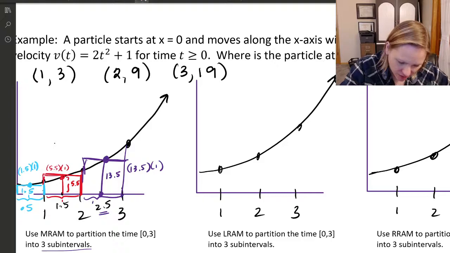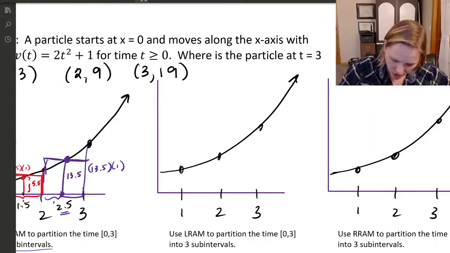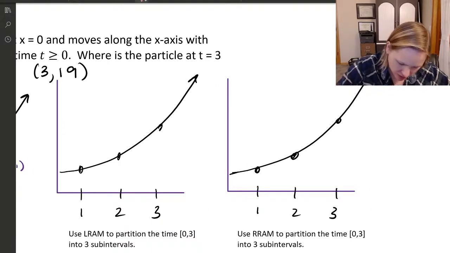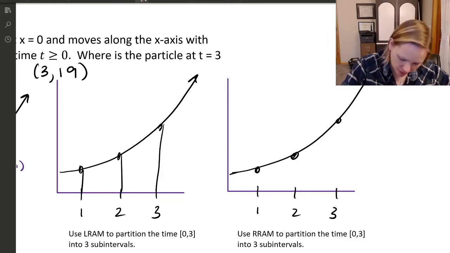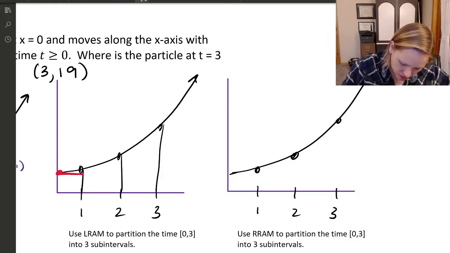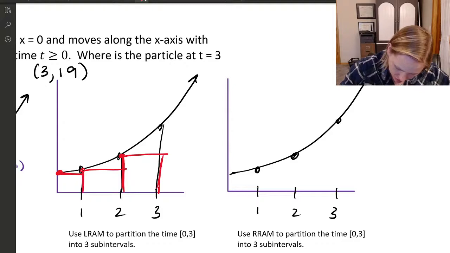But let's draw our LRAM rectangles. So our LRAM rectangles will look like this. I'm still going to partition the same way. I'm going to draw my lines down at each interval. Here are my 3 subintervals, 1, 2, 3. LRAM just starts on the left. So here, here, and here. These are my 3 rectangles.